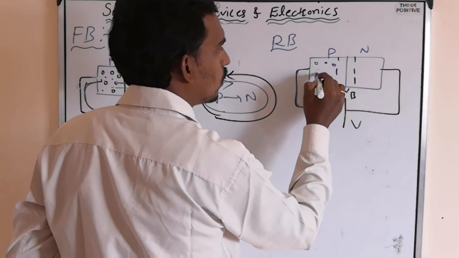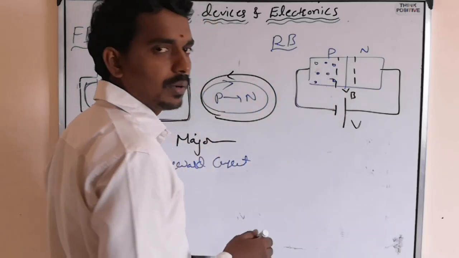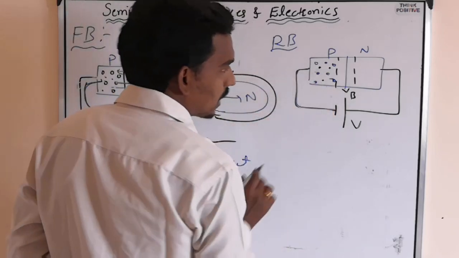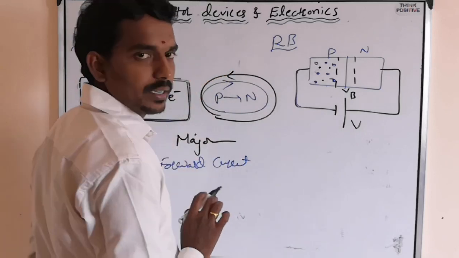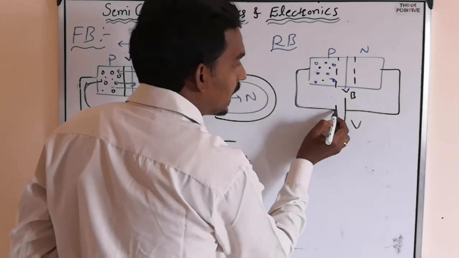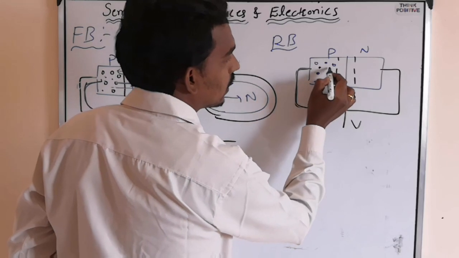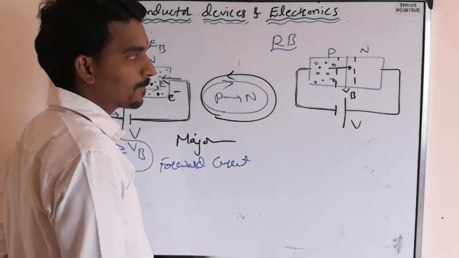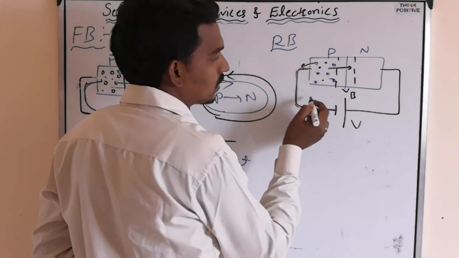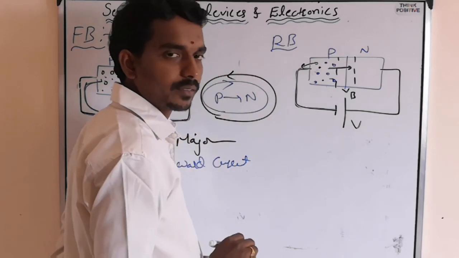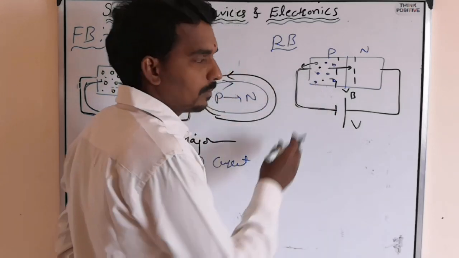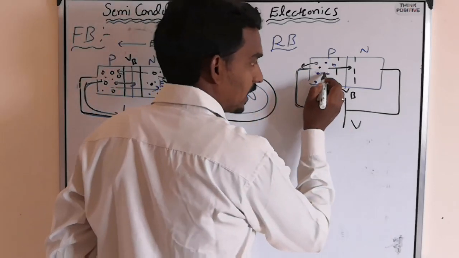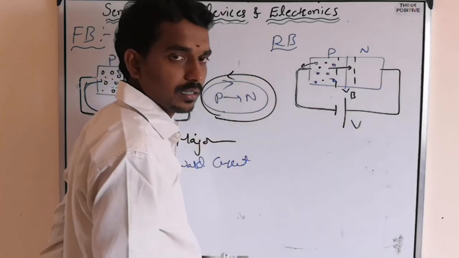Inside P, more holes are there and a less number of electrons are there. See, the minority charge carriers in P, nothing but electrons, get repelled from the negative terminal. So these minority charge carriers are pushed to the right side, but the majority charge carriers are attracted toward it, so the majority charge carriers are not crossing the junction. Only minority charge carriers are crossing the junction.